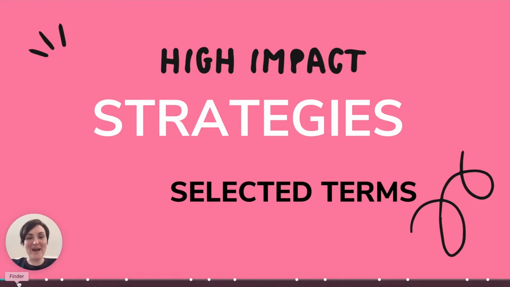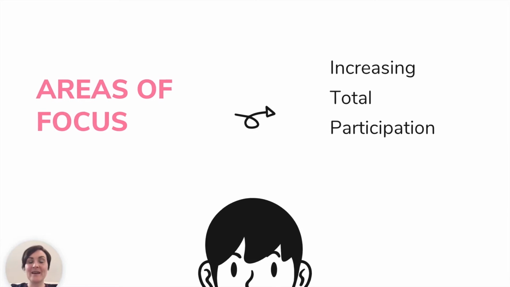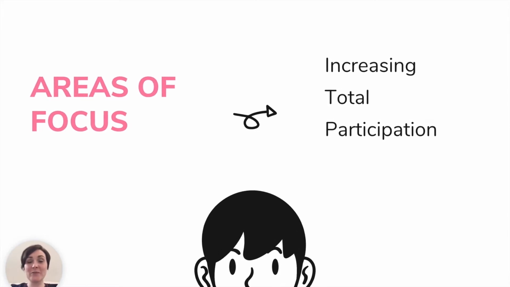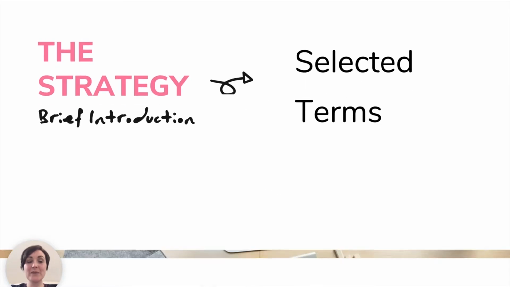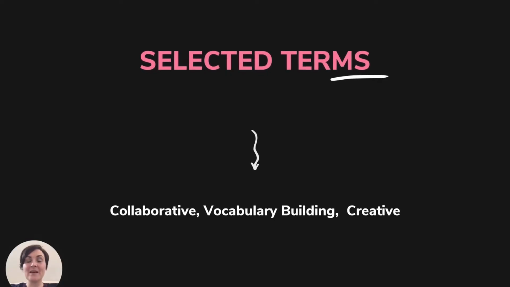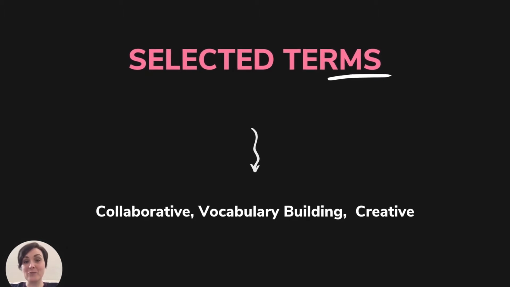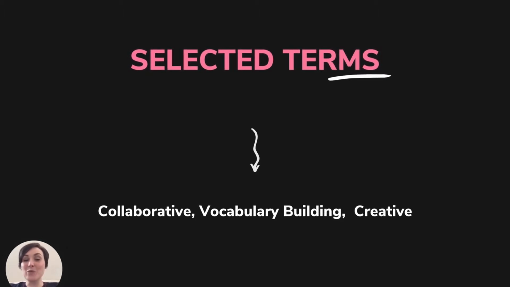Today's High Impact Instructional Strategy highlight focuses on a strategy called Selected Key Terms. The purpose of this strategy can be used for increasing students' total participation, building on their vocabulary, or used as formative assessment. Specifically, this strategy can be used in a variety of formats and environments. The Selected Key Terms strategy encourages students to be collaborative while building vocabulary as well as being creative.